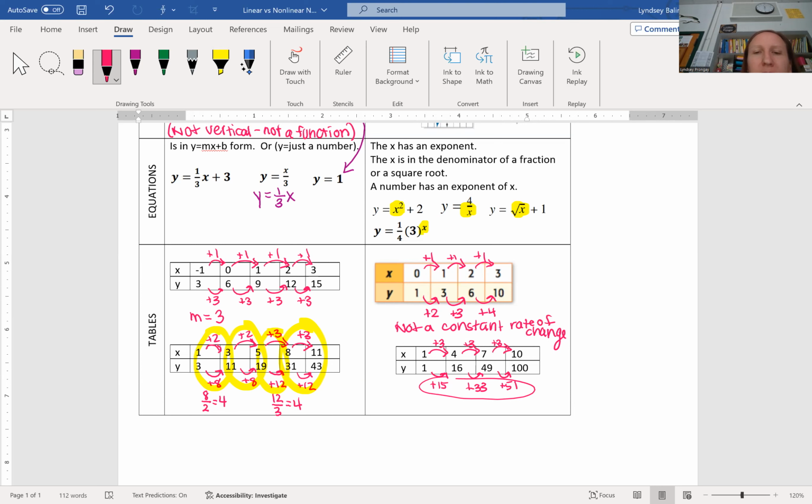Okay, so we're going to do some practice with this and refer back to this chart if you need help.